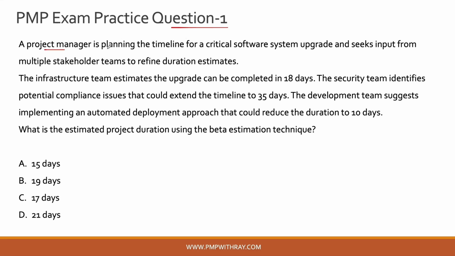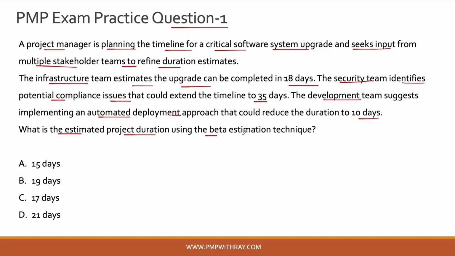A project manager is planning the timeline for a critical software system upgrade and seeks input from multiple stakeholder teams to refine duration estimates. So the infrastructure team estimates the upgrade can be completed in 18 days. The security team, which is probably the cybersecurity team, identifies potential compliance issues that could extend the timeline to 35 days. And the development team suggests implementing an automated deployment approach could reduce the duration to 10 days. So the question is, what is the estimated project duration using beta estimation technique?